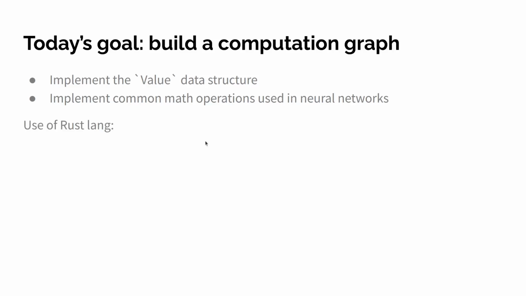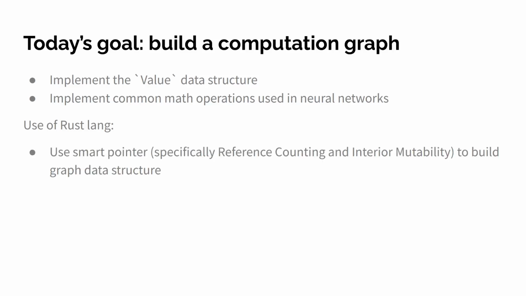In accomplishing these tasks, we will be exploring some fundamental Rust concepts, specifically smart pointers. We will become familiar with concepts such as reference counting and interior mutability, which are crucial for efficient memory management and avoiding data races.